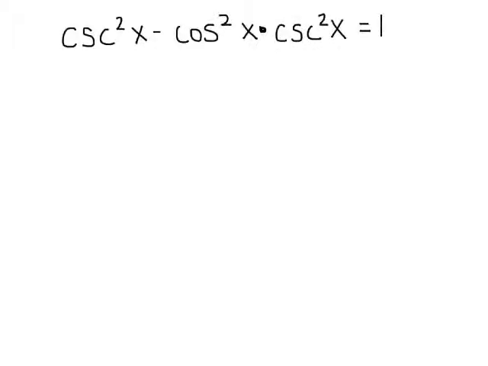I get cosecant squared x minus cosine squared x times, I like to write that little times symbol, cosecant squared x equals 1. So one of those helpful hints stated to start with the more complicated side. When you're looking at the two options, 1 is obviously about as uncomplicated as it gets. So this is the side that you're going to want to start with.